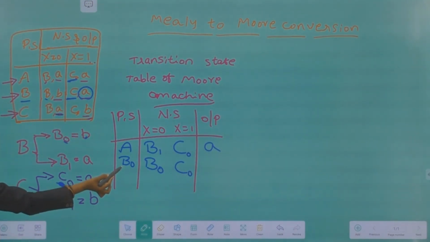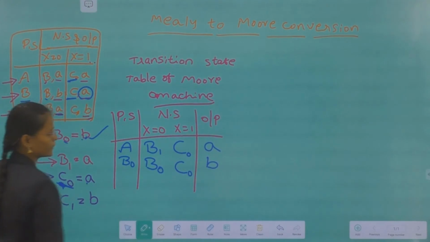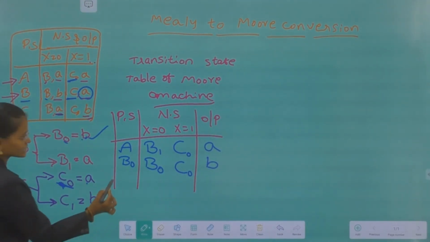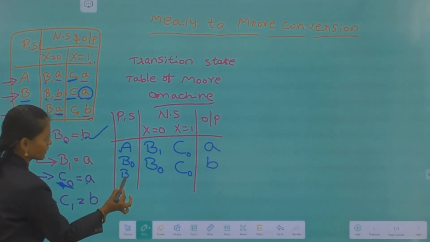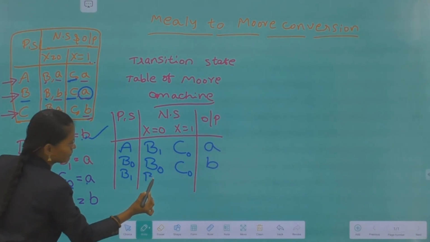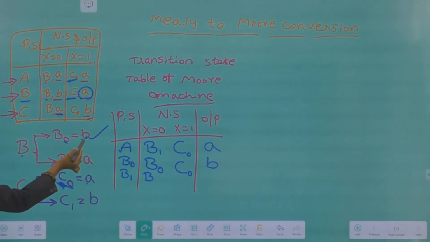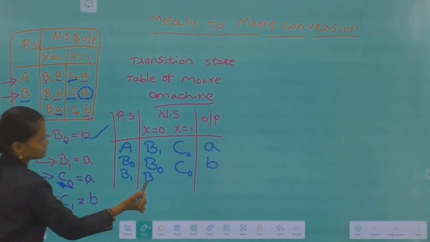Okay. Here B0 is here. Then the output is B. So you can write the B. And the next state is B1. Okay, here the B1 state, if x equal to 0, then the next state goes to B. First you write down the B. Then the output is B. In B state, output B is here. Corresponding to the next state is B0.